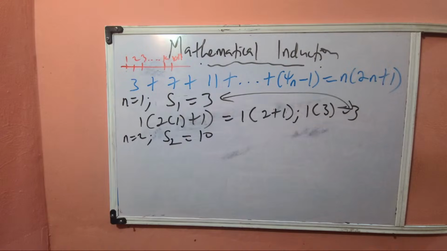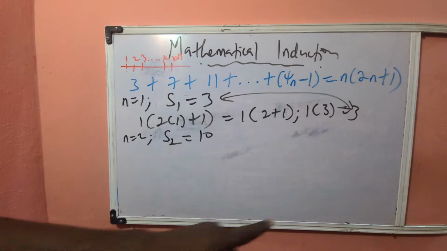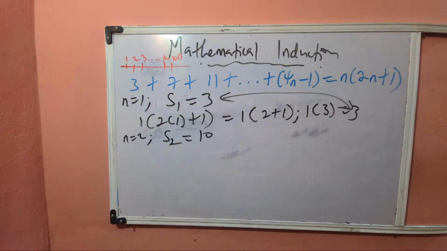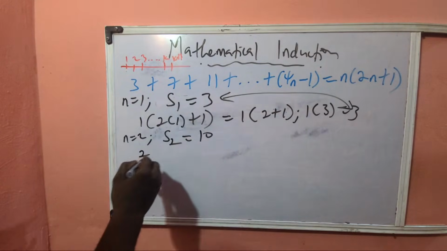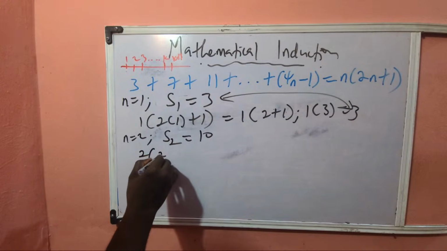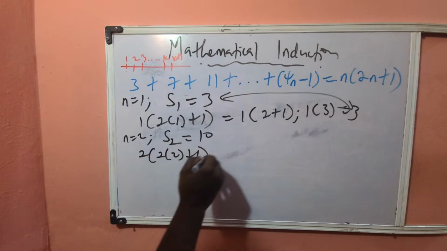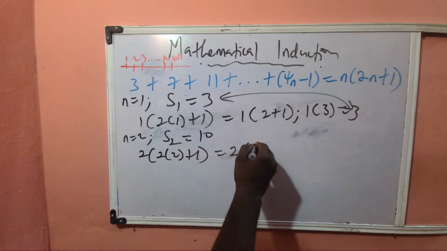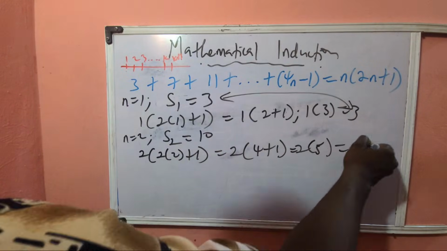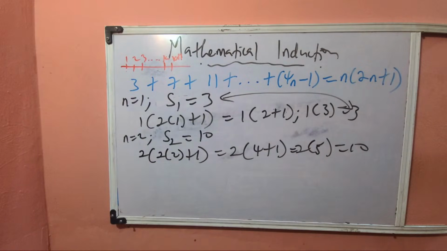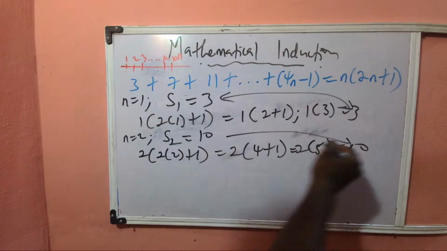Good. Now, let's go on to use the formula that they told us. Is it going to be true? So let's see. We have n into 2n plus 1. That will be 2 into 2 plus 1. This is 2 into bracket 4 plus 1. That's 2 into bracket 5. That was 10. Oh, nice. It's looking right. It's looking right.